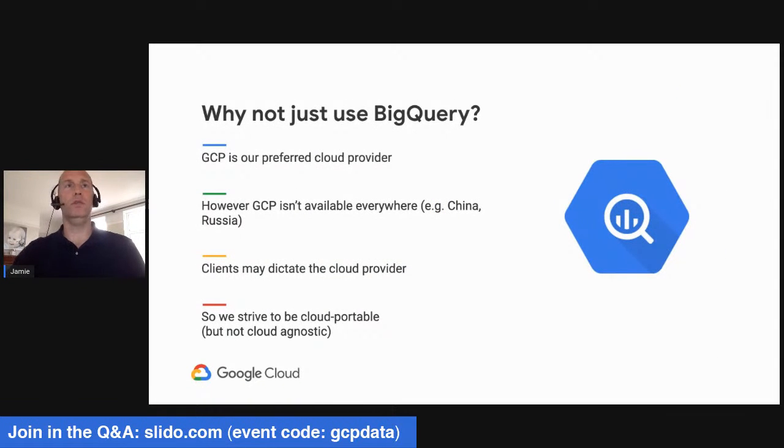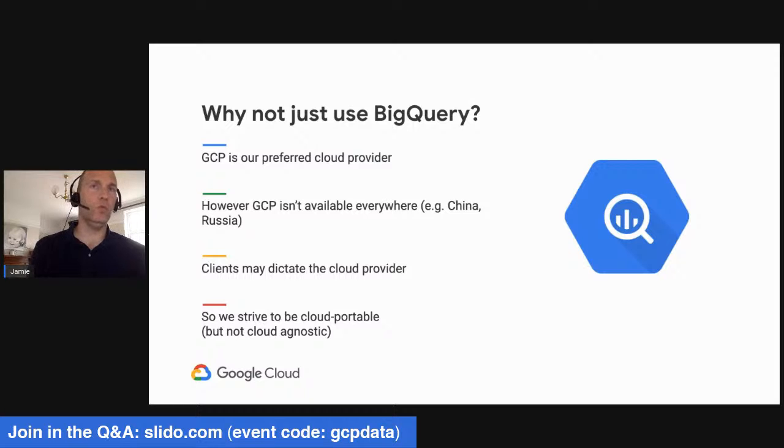A lot of people do ask us, given the nature of what we're doing, which is a lot of data processing, and we're doing it in GCP, why don't we just use BigQuery? Well, the reason is basically that even though GCP is our preferred cloud provider, it's not our only cloud provider. We do want to give ourselves the capability to take what we do and host it on other clouds should we need to. Also, GCP isn't available everywhere, for example in China and Russia, so we need the capability to offer our services in those countries should we need to.